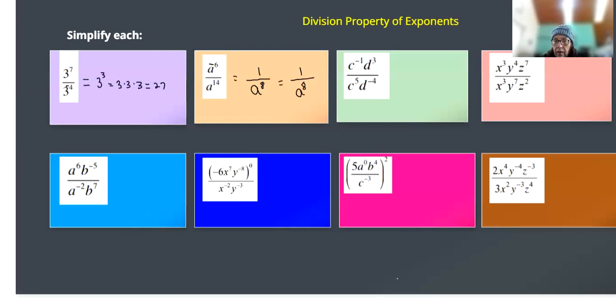All right. Let's take a look at the next one. Make my bar here. All right, let's look at the C's. The common base is C. Where's the bigger exponent? It's on the bottom. Change the sign of the smaller one. That -1 becomes a +1. 1 plus 5, 6.